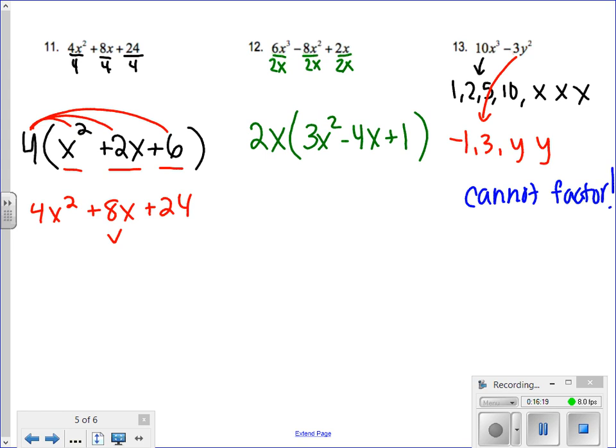So what actually is true here is that you cannot factor this. Now what we do when we cannot factor is we say that this is prime. There are no factors of this polynomial. So if something does not factor, write the word prime.